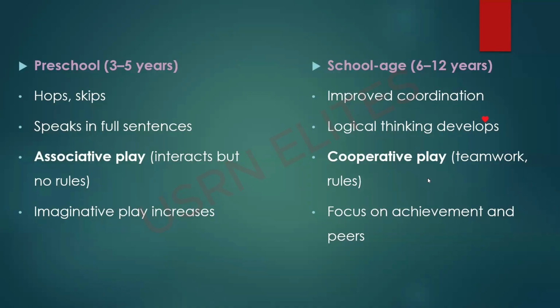So the kind of game that they play has rules because their thinking is what is increasing. Then focus on achievement and peers. As they grow, they focus on achievement and their own peers. That is also with school age children. Let us look at the age range. It's very important. All right.